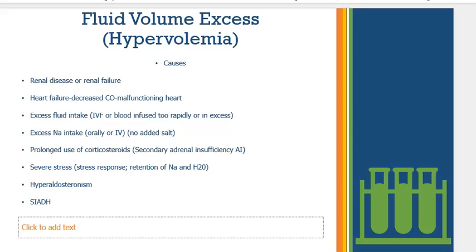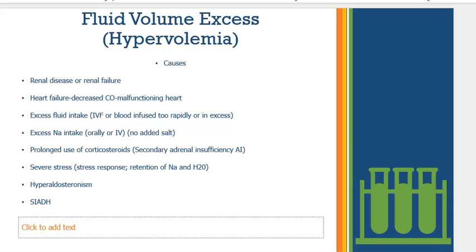SIADH, that is syndrome of inappropriate antidiuretic hormone. That's a mouthful. All that means is that your body is making too much antidiuretic hormone, or ADH, which causes fluid retention. When you have fluid retention, you're also going to have hyponatremia, low salt.